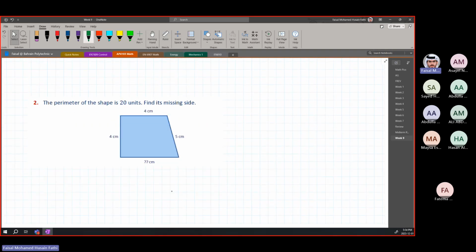The perimeter of the shape is 20 units. Find its missing side. So we know that we have the perimeter.